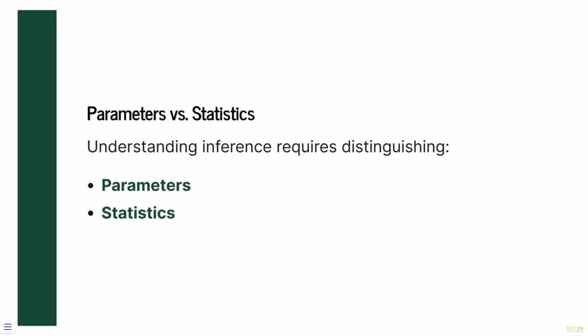To fully understand inference, we also need to clearly distinguish between parameters and statistics. Much of statistics revolves around using information from a sample to learn about a population we cannot fully observe. These two concepts, parameters and statistics, play very different roles in that process.